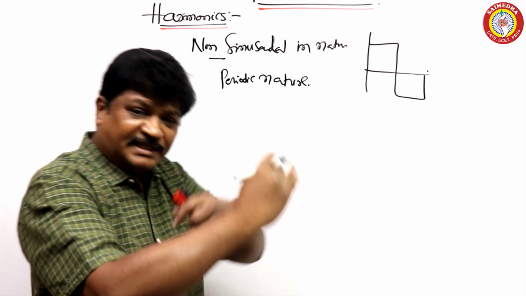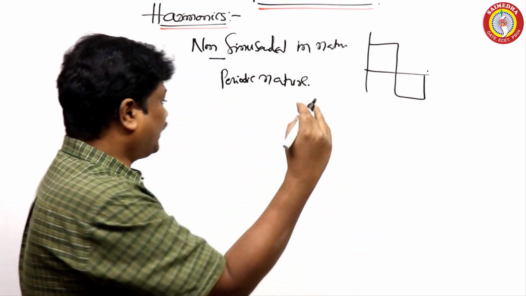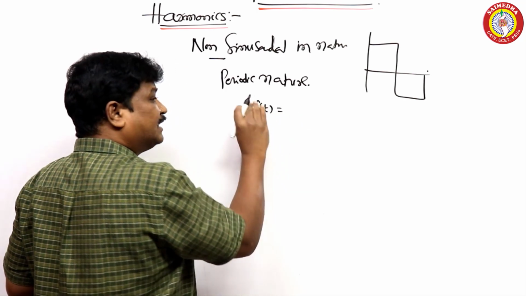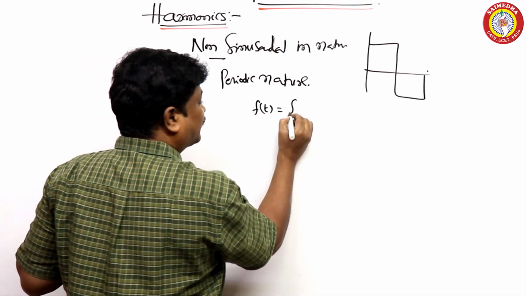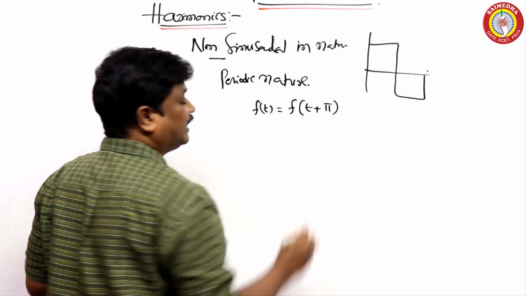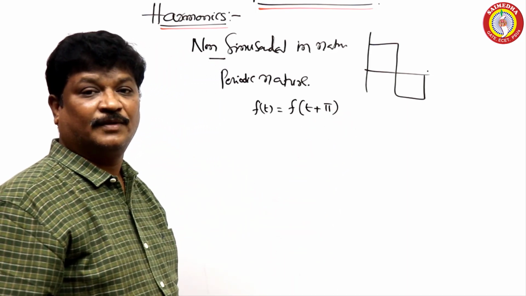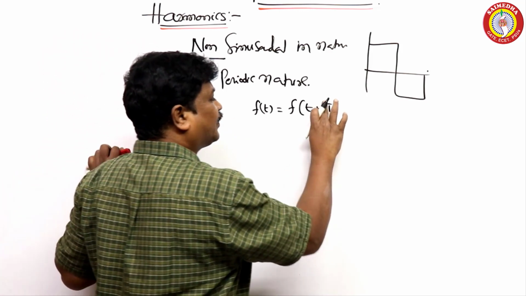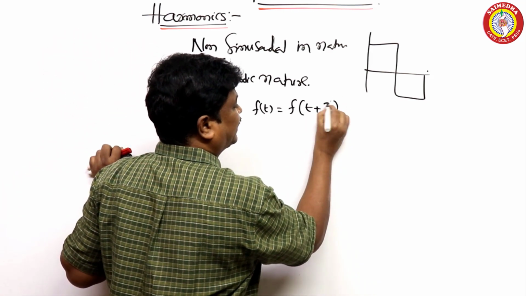Periodic nature means it is repeating. So, for example, if you take f of t, the same signal is available after f of t plus pi, after t plus pi. Or otherwise you can use capital T like this.